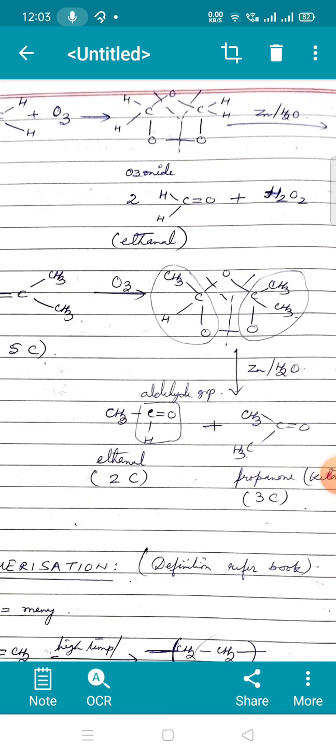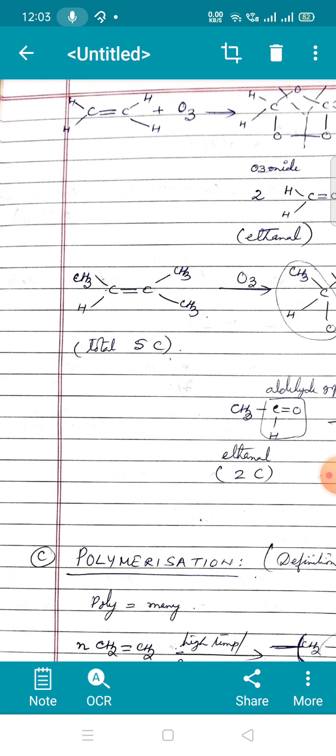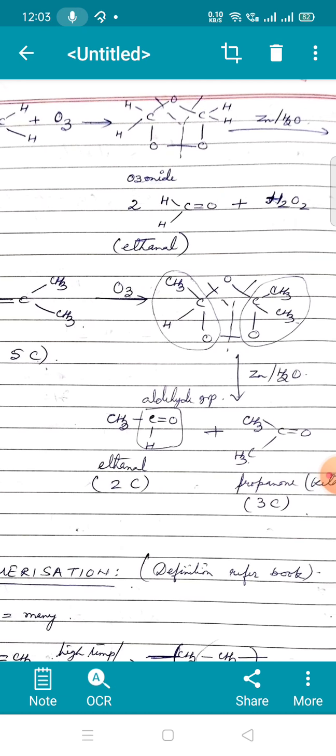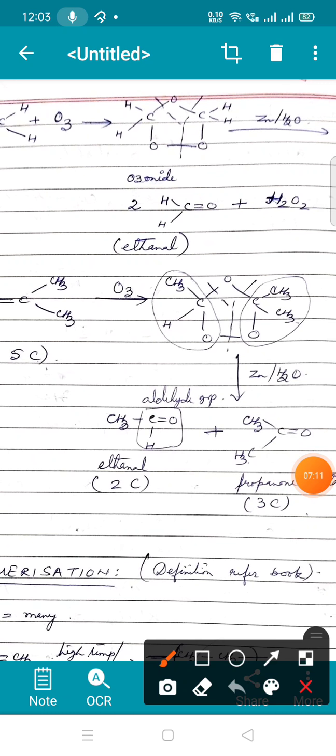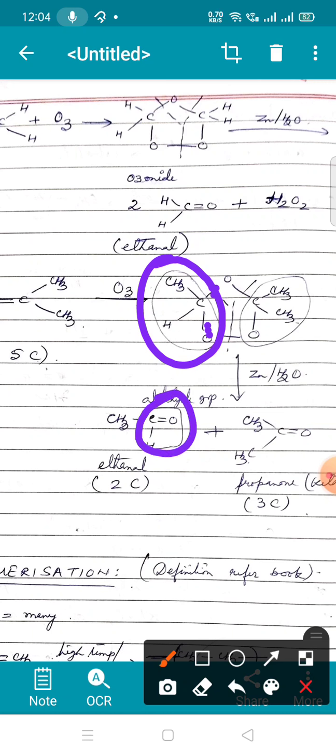Now you can see, since the alkene was unsymmetrical, the products formed are also different. So here what we get? Here we get this one as the first product, CH3C. As I said, these two bonds will couple together forming a double bond and H. So this is an aldehyde group. So we get an aldehyde with 2 carbons, ethanal.